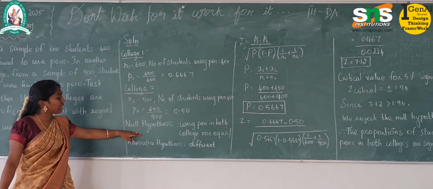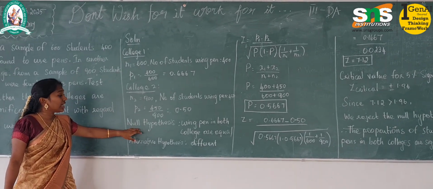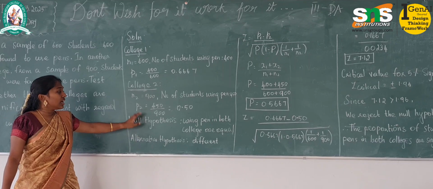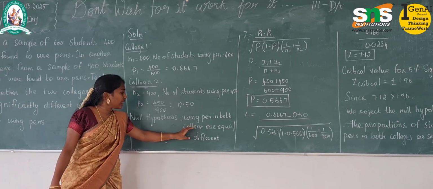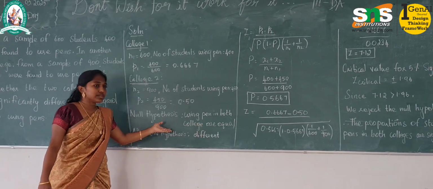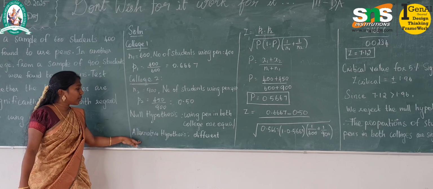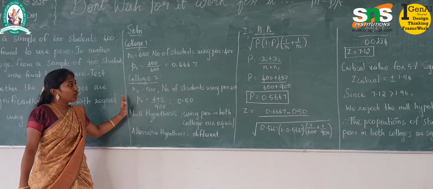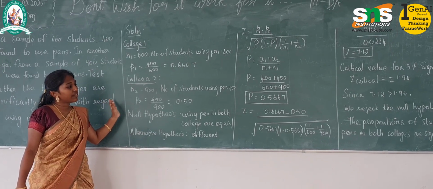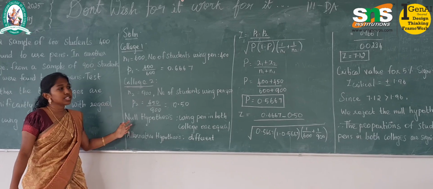Next we have to create the null hypothesis as well as the alternative hypothesis. For this problem, I define the null hypothesis as: the sample proportions of pen users in both colleges are equal, and the alternative hypothesis is the opposite, that they are different. By calculating this, we find which hypothesis is true.